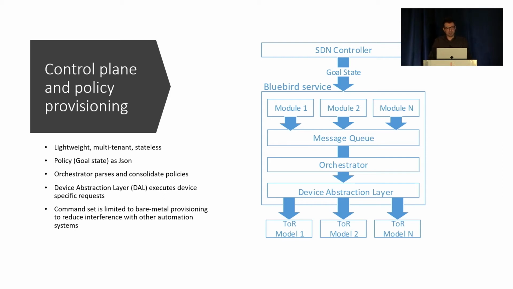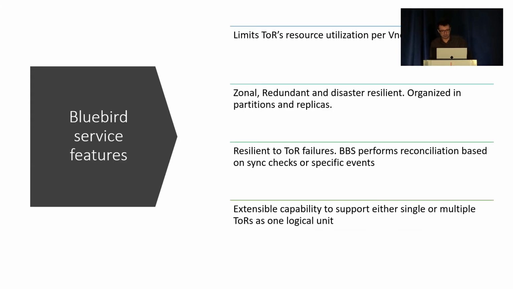The command set executed by Bluebird is limited only to the bare metal provisioning operations. This is done to avoid any interference with automation systems like software upgrading or traffic shifting. There are other notable functionalities about Bluebird, like the limits on ToR resource utilization per VNet. Every VNet can potentially occupy the entire memory on the ToR by generating an extremely high number of routes. This limit can be overridden, and in case of VNets that are significantly large, we also have the possibility of deploying a dedicated ToR.